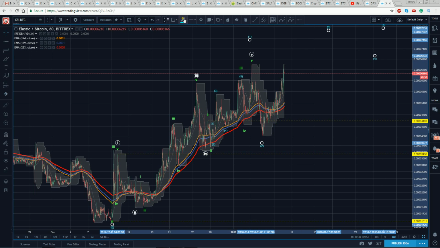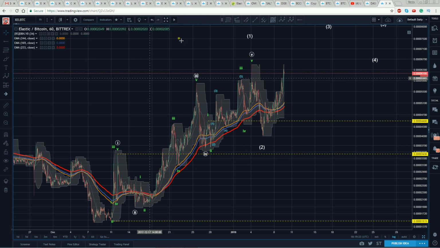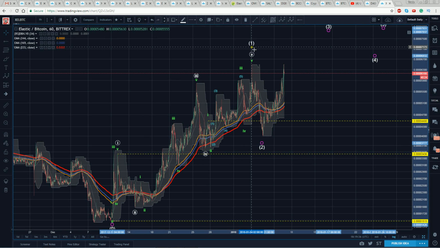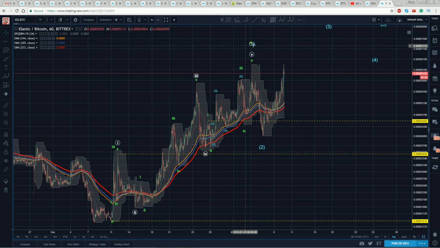Let me get that up to a larger degree here that makes sense. So we'll take it up. All right, so you can see it. Change that degree so we alternate colors. Okay, so if this is a completed 1 wave, it's a 5-wave structure, we can see that.